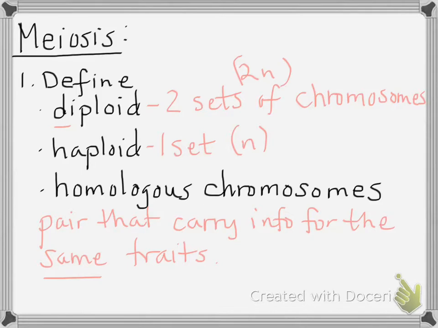I put that diploid is where you have 2 sets of chromosomes. And that's true for most cells. They're diploid. What does this little 2N at the top mean? That's our symbol for diploid. Does everybody know di means 2?